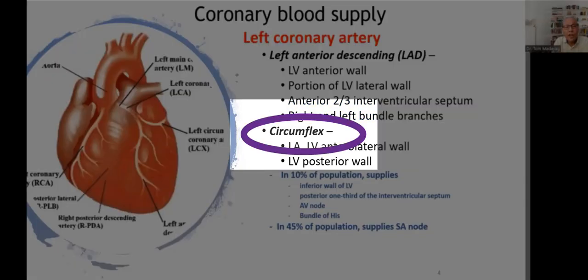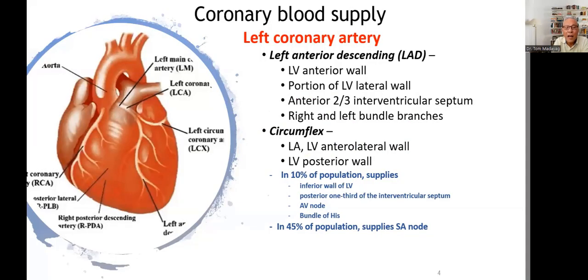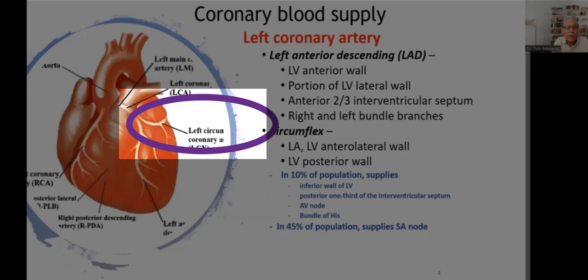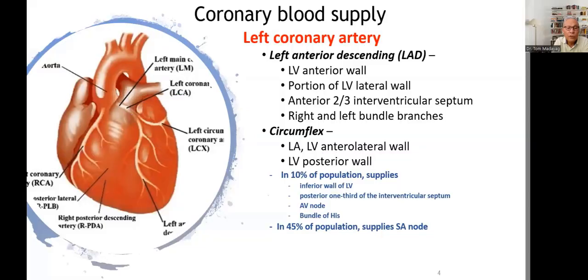The circumflex coronary artery circles around the left side of the heart in a groove on the back of the heart that separates the left atrium from the left ventricle, called the coronary sulcus. The circumflex supplies blood to the left atrium, part of the lateral surface of the left ventricle, the inferior surface of the left ventricle, the posterior surface of the left ventricle, the SA node, and the AV bundle.